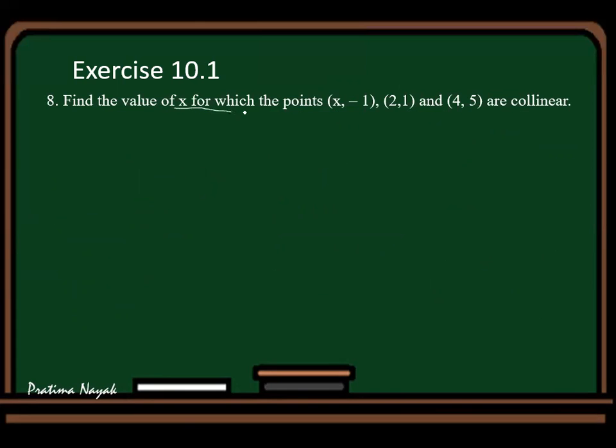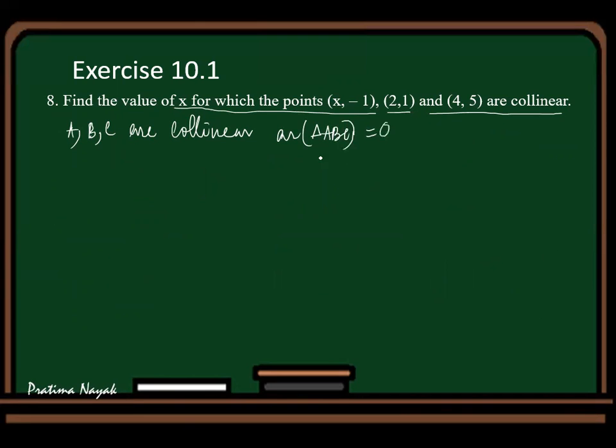Find the value of x for which the points (x, -1), (2, 1), (4, 5) are collinear. These 3 points are collinear. You know that when A, B, C are collinear, the area of the triangle ABC is 0. This is one way of showing 3 points collinear. But I will not take this. Area concept I will not take. I'll take slope concept because it is easier.